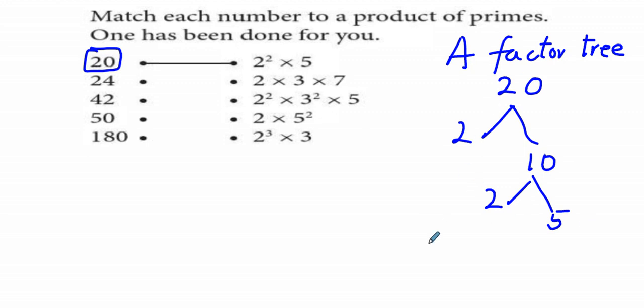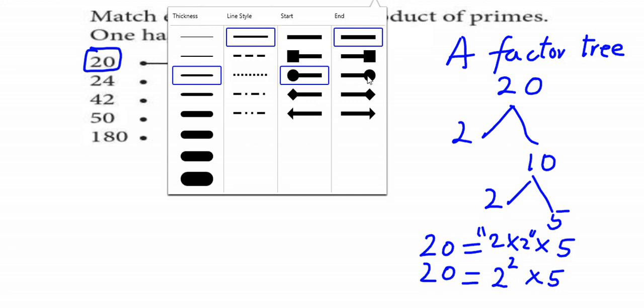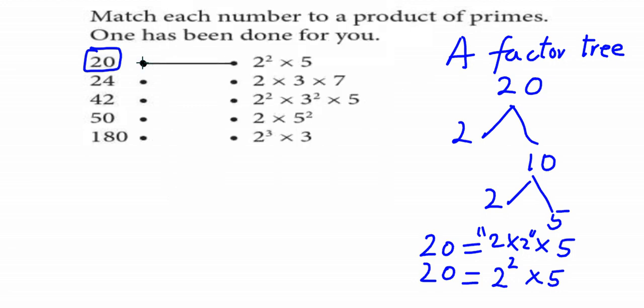So how do you write the answer? So 20 will be equal to 2 times 2, and later times 5. How do we shorten this? 2 times 2 indicates that we have two 2's over here, so it will be 2 power 2, and times 5. So this is correct. Now let's go to the next number.